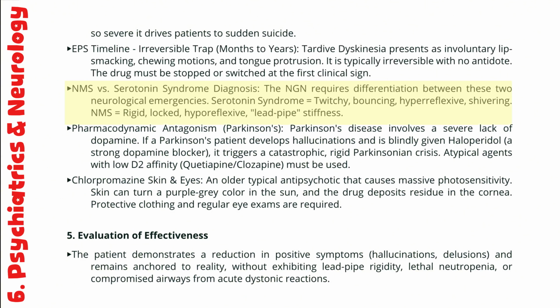Tell NMS apart from serotonin syndrome by the reflexes. NMS is rigid and hyporeflexive. Serotonin syndrome is twitchy and hyperreflexive. Giving haloperidol to a Parkinson's patient can trigger a rigid crisis. Use a low D2 agent instead. And chlorpromazine causes photosensitivity and corneal deposits. For evaluation: reduced hallucinations and delusions, no rigidity, no lethal neutropenia, and a protected airway.